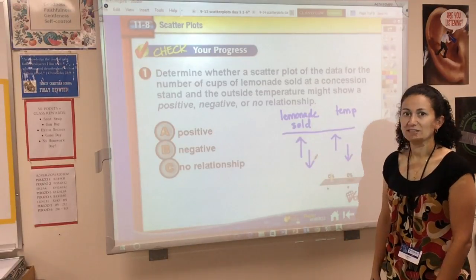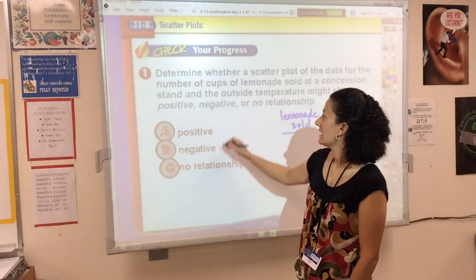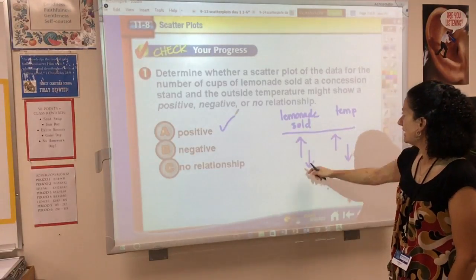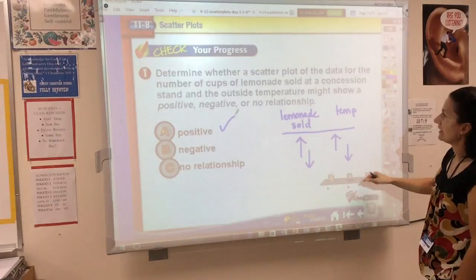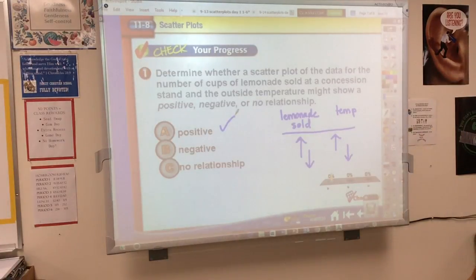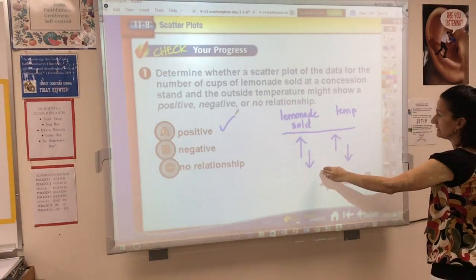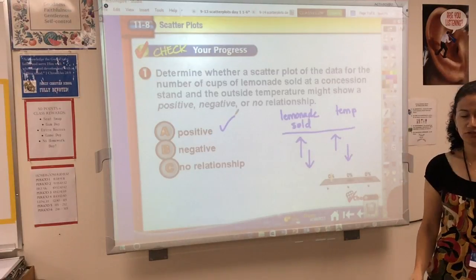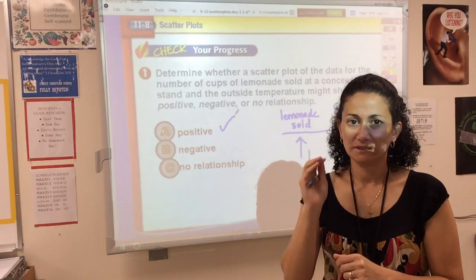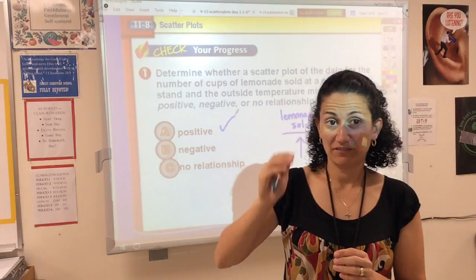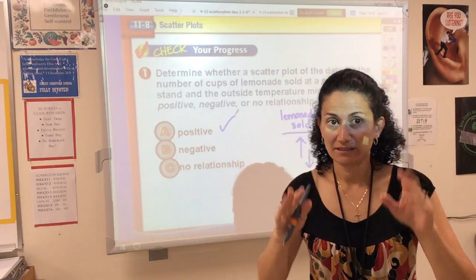So this is, as you hopefully have already gotten, a positive relationship. As one variable is increasing, the other variable is also increasing. Or as one decreases, the other decreases. If you have increase, increase, or decrease, decrease, it's positive. If you have increase, decrease, then it's negative.